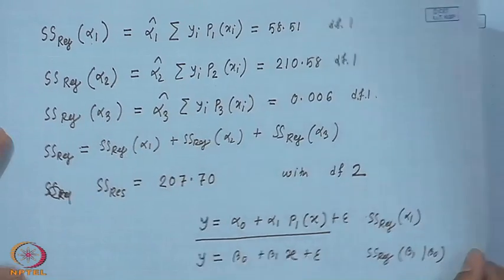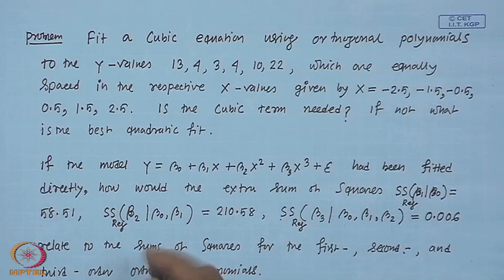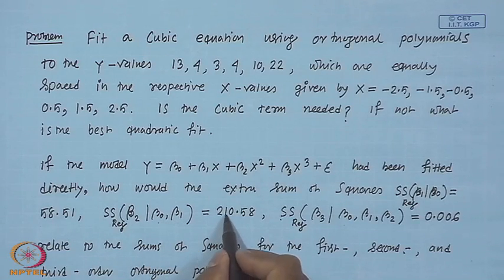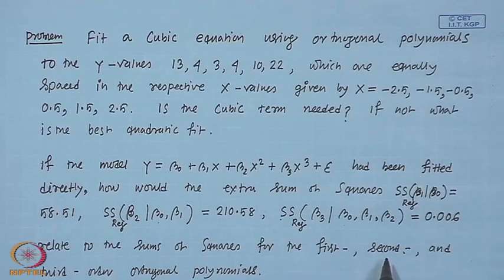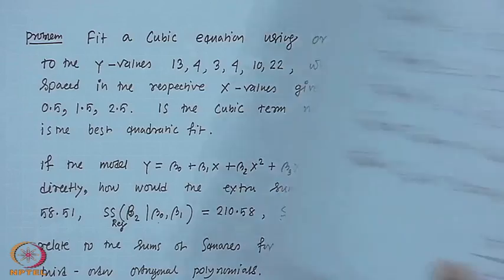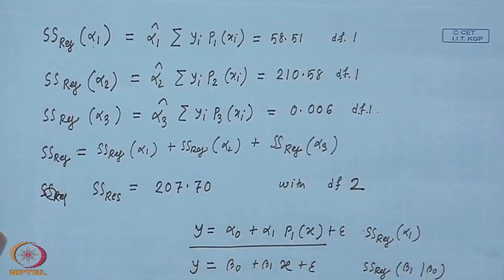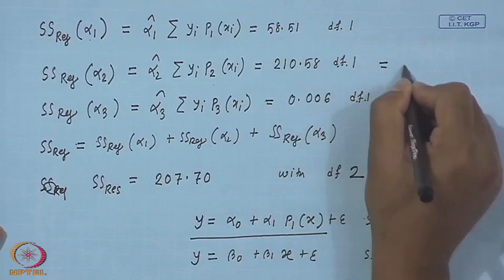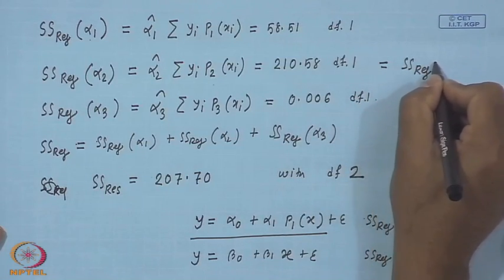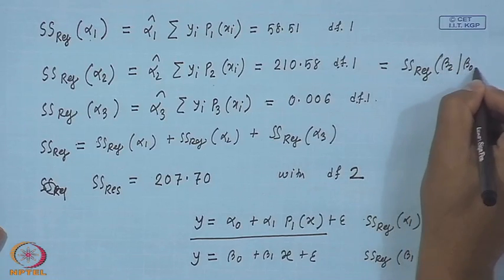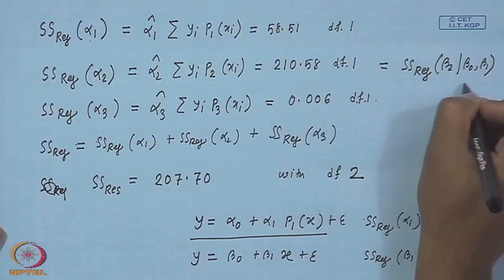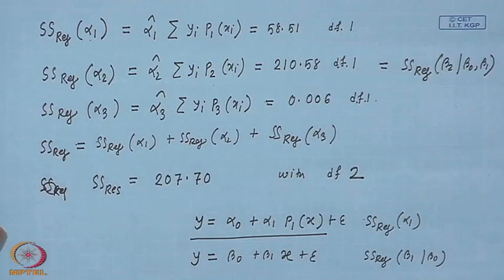Now, the question says how SS regression due to beta 2 in the presence of beta naught and beta 1, that is 210.58, is related to the sum of squares for second order orthogonal polynomials. Okay. Now, we have to check. So, these two quantities are the same. This is basically the same as SS regression due to beta 2 in the presence of beta naught and beta 1, which is the same as SS regression due to alpha 2.